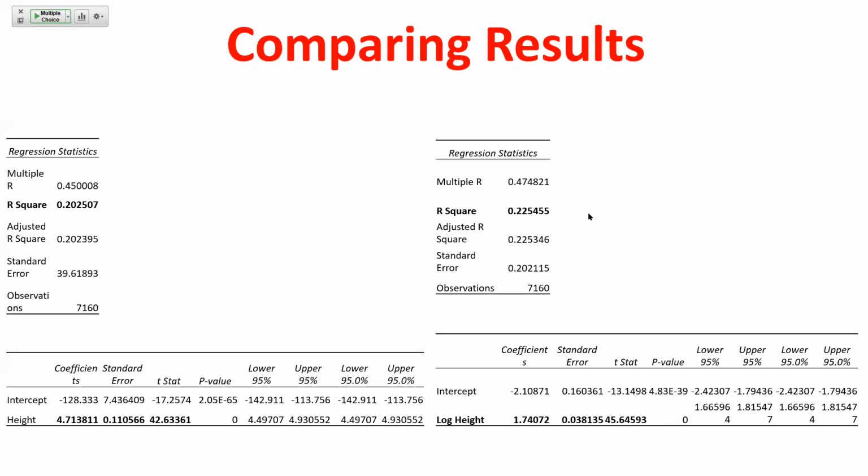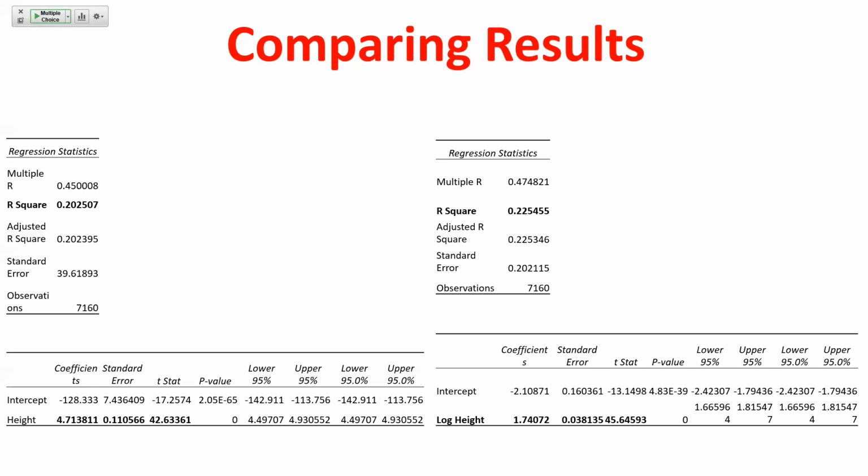What's more interesting, though, is to determine, okay, so I ran these 2 regressions. Which one do I use? Which one is more valuable? Which one is able to predict weight at a more accurate level? Well, we're going to use our R-squared to compare these 2 models. By simply including height, I was explaining 20% of the variation in weight. However, if I change the relationship to allow for percent changes and this non-linear relationship, now I'm explaining about 22% of the variation.